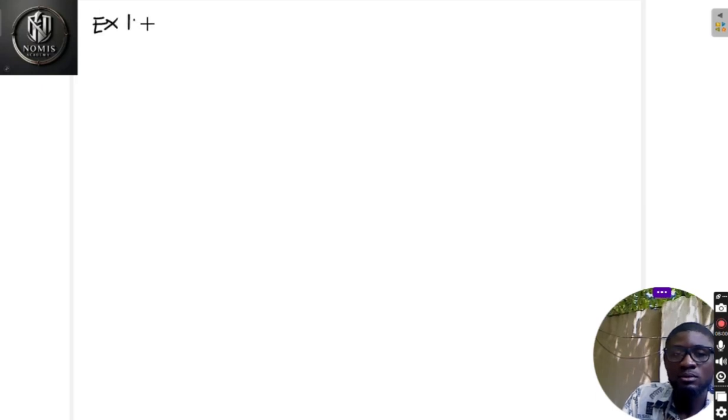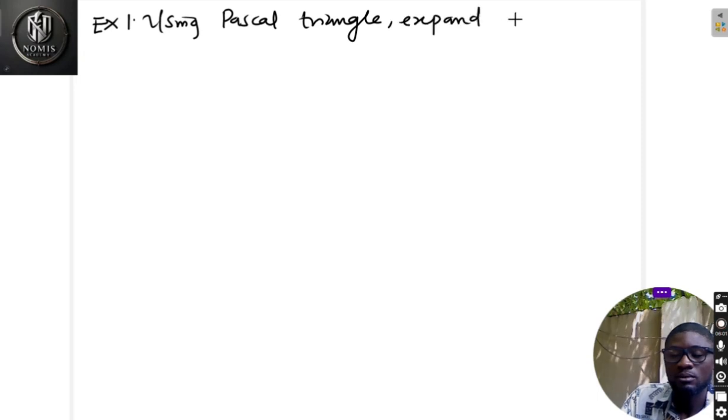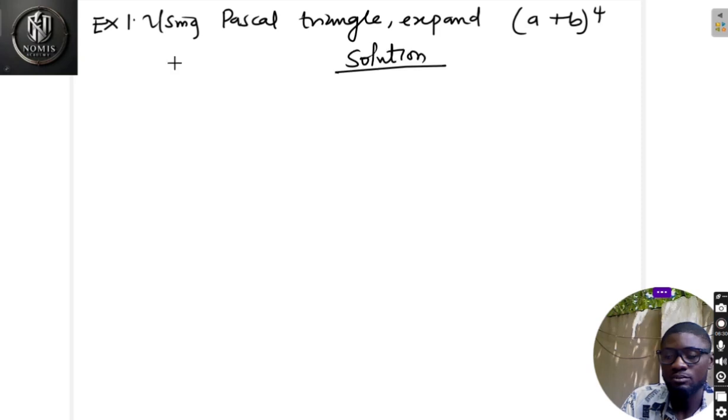Example 1. The question is asking: using Pascal triangle, expand a plus b raised to the power of 4. How can I use the Pascal triangle now to expand this? Let's get into the solution.